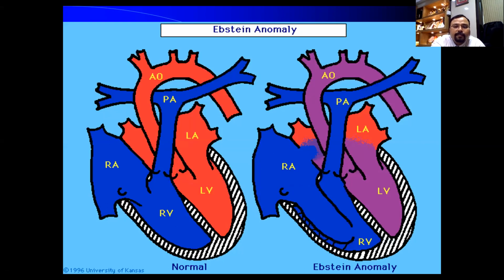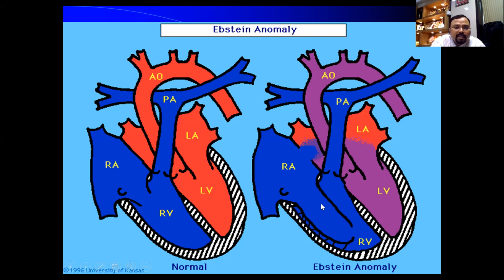You can see here, this is the septal leaflet of the tricuspid valve, which is tethered to the interventricular septum. There will be severe tethering and downward displacement of the septal tricuspid valve leaflet. This is the anterior tricuspid valve leaflet. Usually ATL is free, but sometimes it can be tethered to the right ventricular free wall.